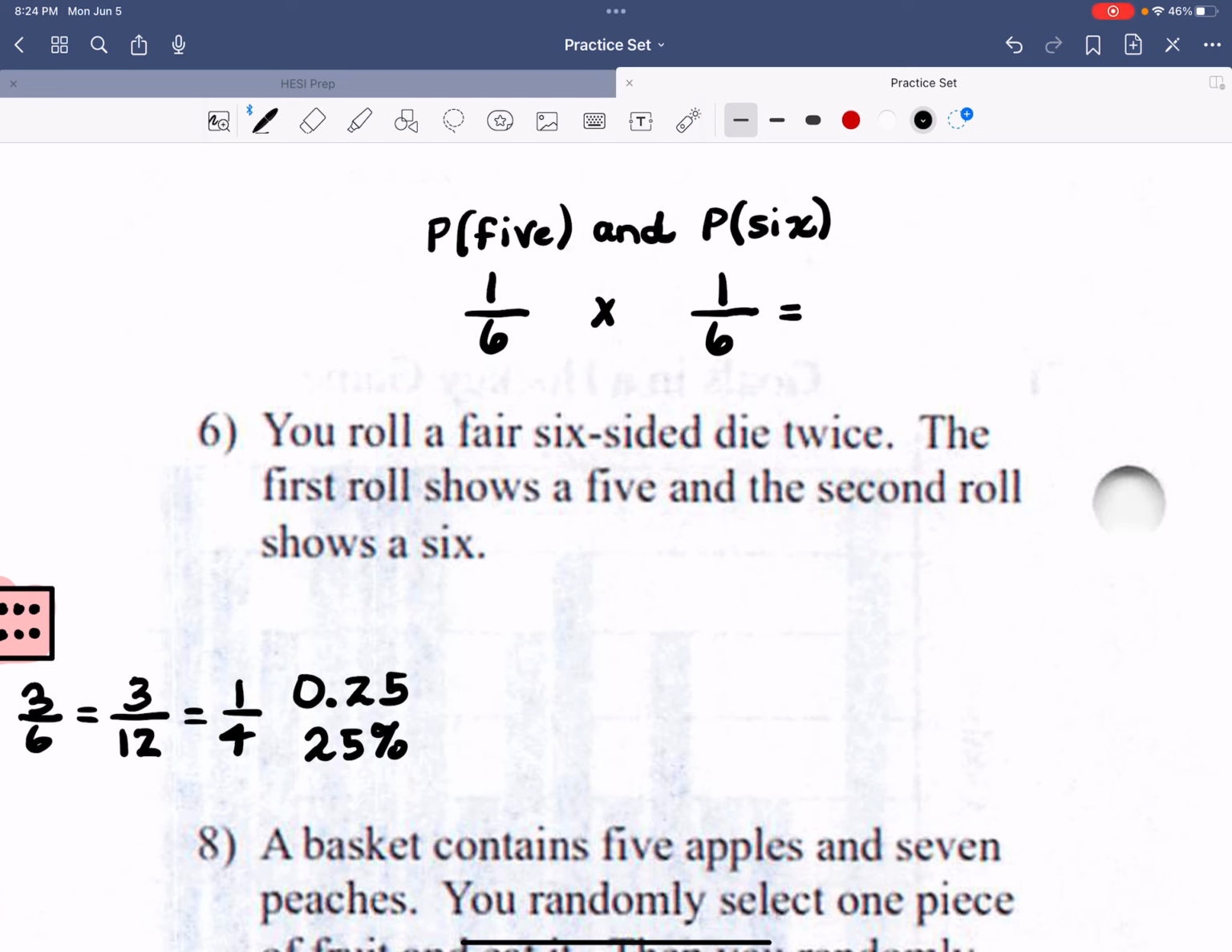1 times 1 is 1. 6 times 6 is 36. Do 1 divided by 36 on your calculator. That is 0.027 repeating. So that is about a 2.7% chance. Not very good odds.